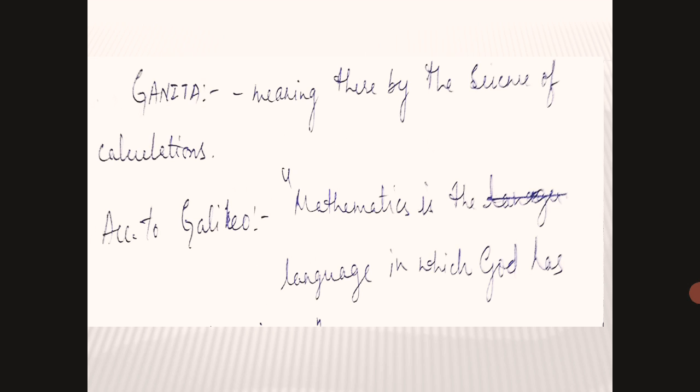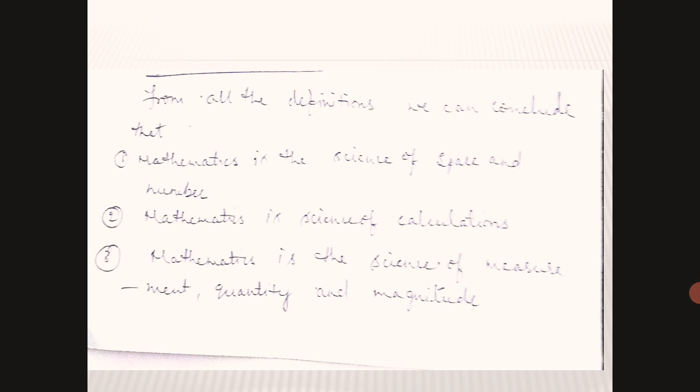Beautifully, when we ask why something is happening, all these things can be explained by using mathematical equations. That is what it means that God has written the whole universe in mathematics. I think this is one of the very good definitions given by Galileo. Next, by analyzing all these definitions, we can conclude what exactly the meaning of mathematics is, isn't it?